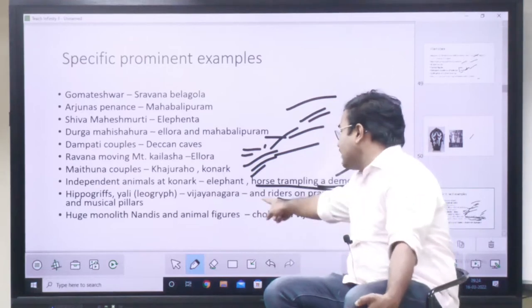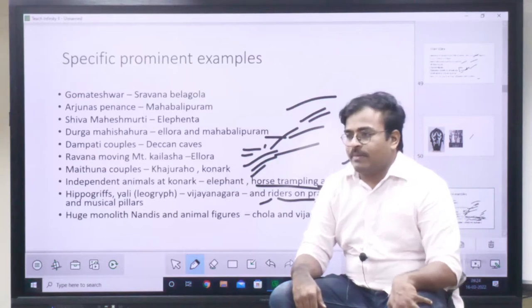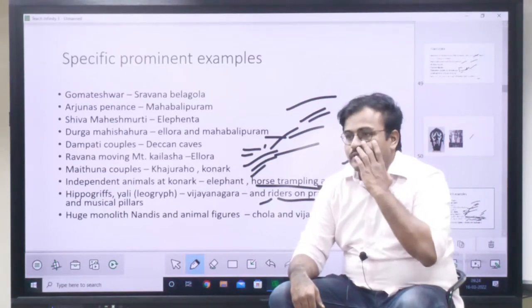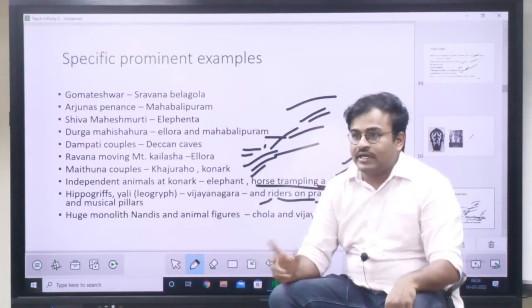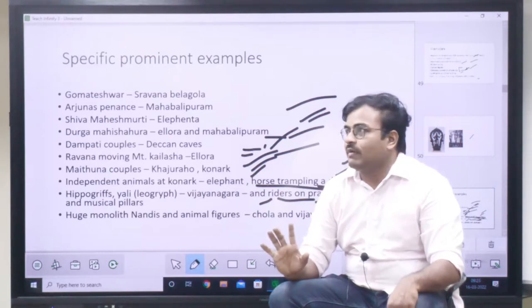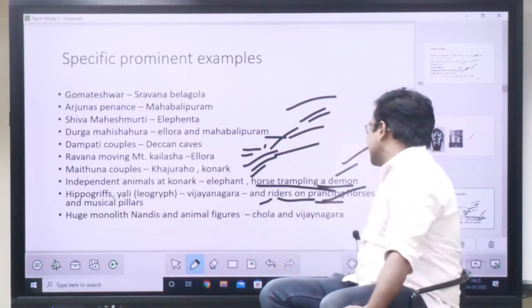Along with that, the Vijayanagara Empire is also known for its musical pillars, particularly at the Hazara Rama temple. It has these musical pillars wherein the pillars are supposed to give different kinds of sounds. I told you that it is being reconstructed now in Vijayanagara. The work has been going on for 4 or 5 years, but even now it is not completed. So this is the next one.